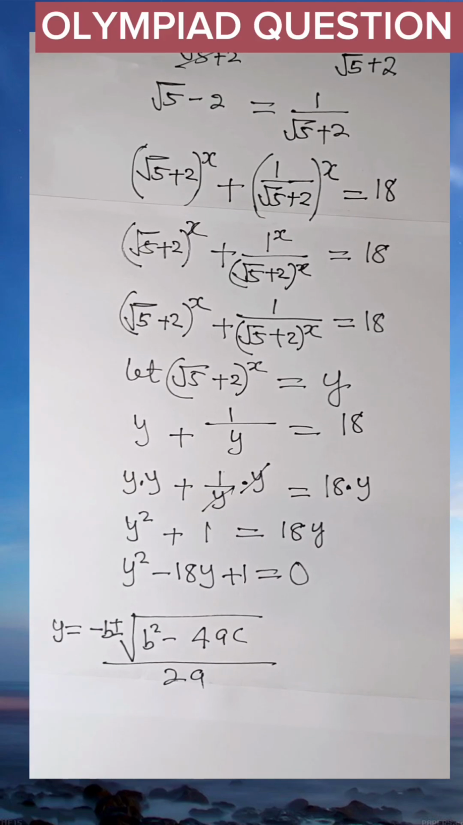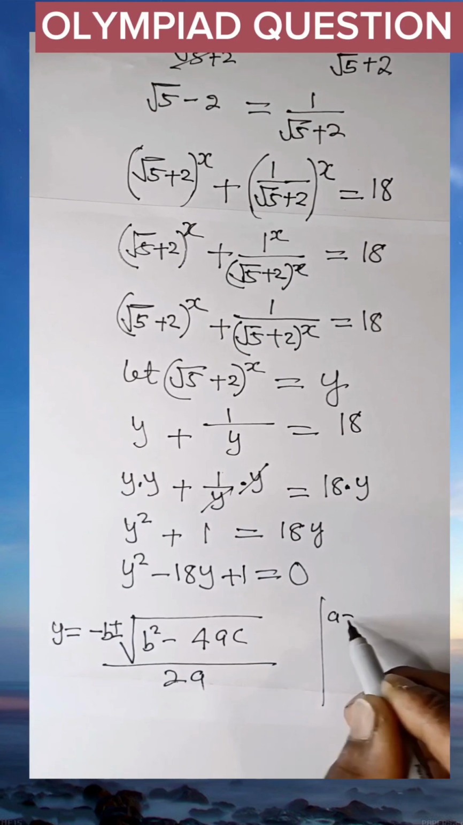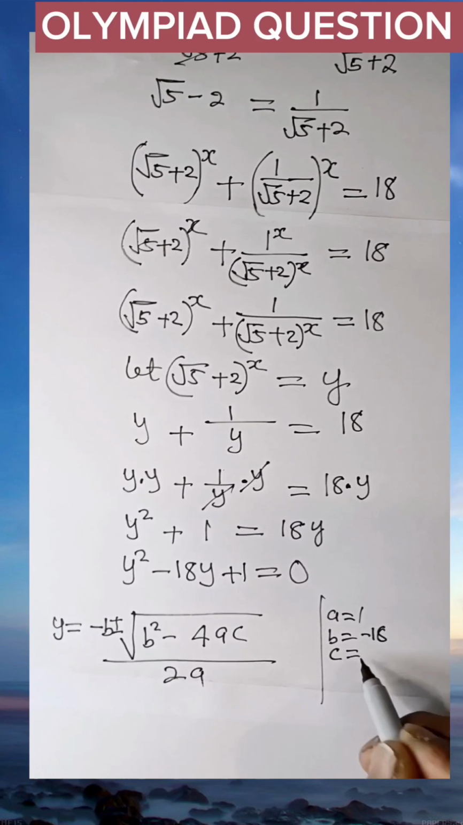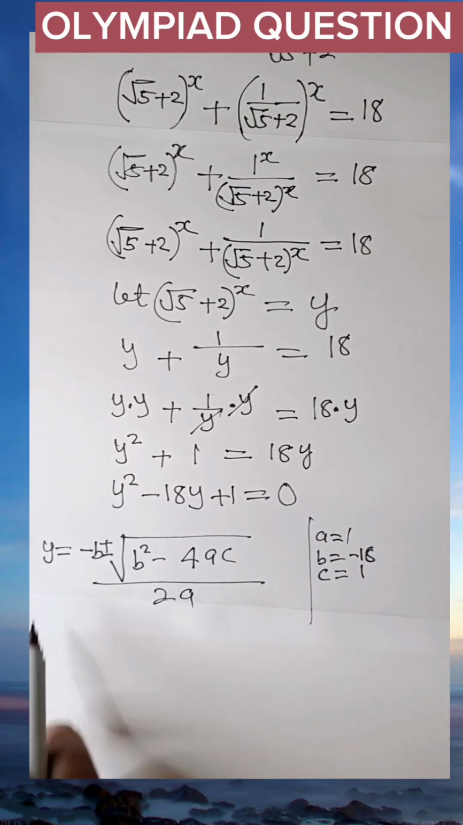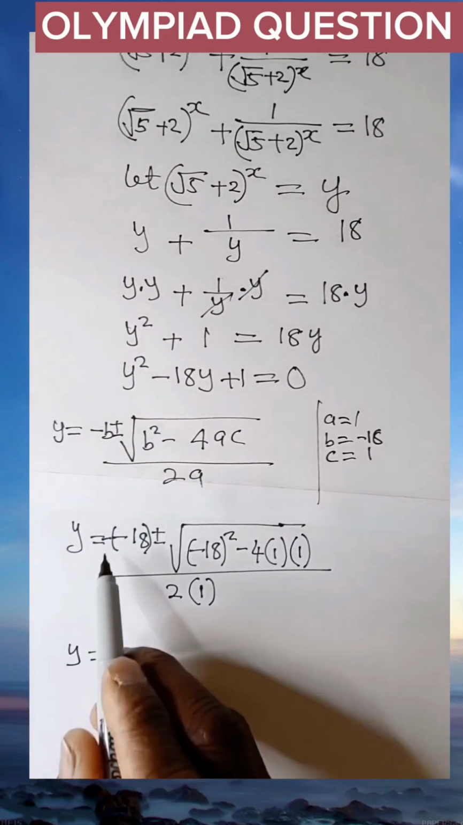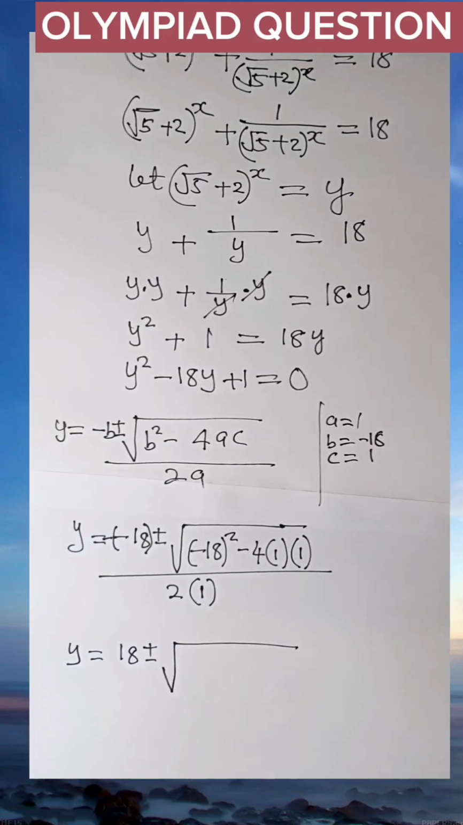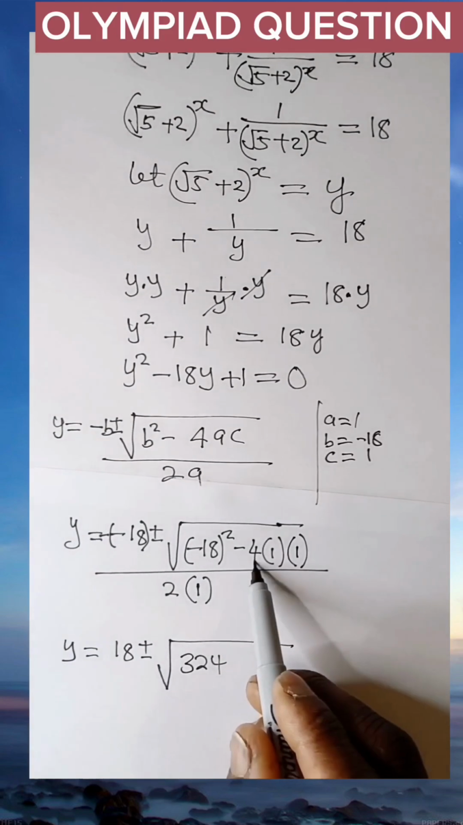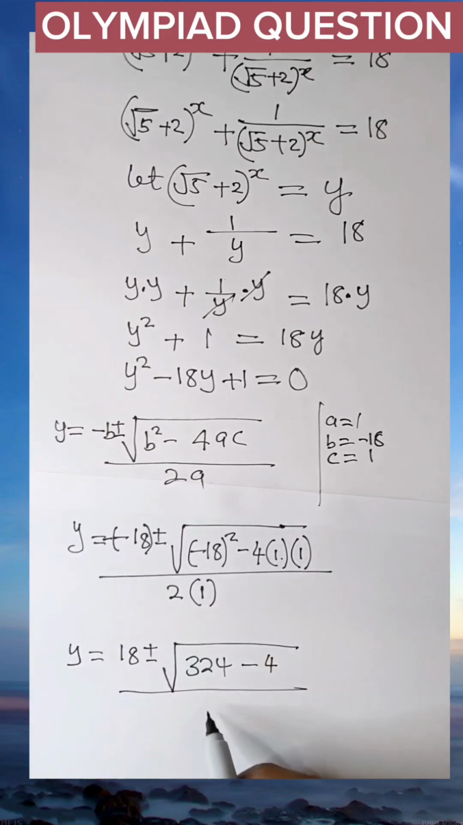Okay. Here we have the quadratic formula. A is the coefficient of the first term, which is 1. B is the coefficient of the second term, which is minus 18. And C is the third term, which is 1. Let us input these values in this formula and solve for y. So we have y is equal to minus times minus 18 will give us 18 plus minus. Minus 18 squared will give us 324. Minus 4 times 1 will give us minus 4. Divided by 2 times 1 will give us 2.